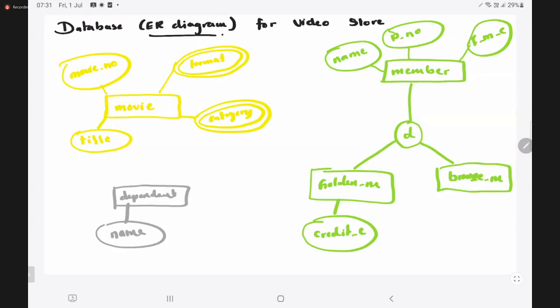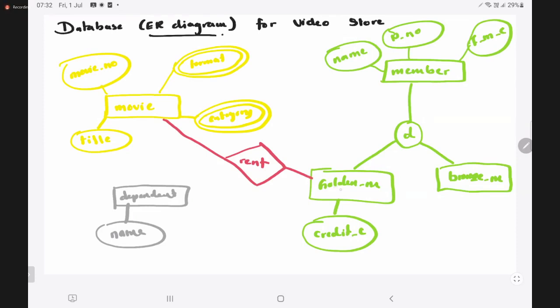Okay, so in here, remember the rent is the relationship, but there is something in here. The golden member can rent more than one movie, right, and a bronze member can only rent one movie, right? So remember when you draw the ER diagram this way, if they are mentioned separately, relationships you have to draw separately. The first one, golden member can rent more than one movie.